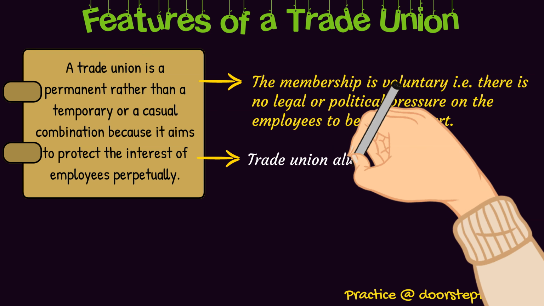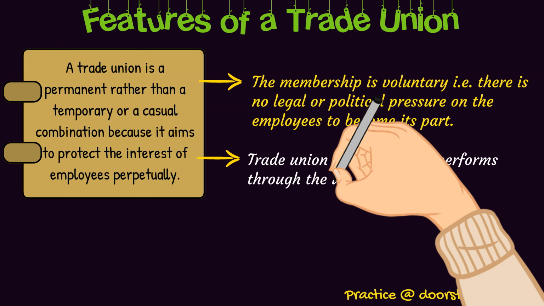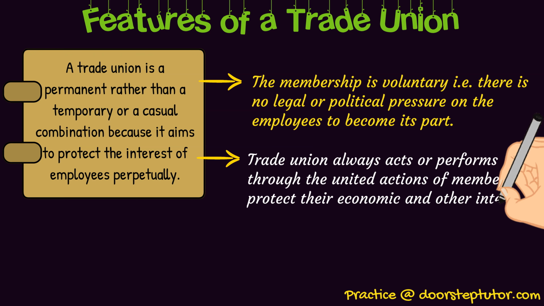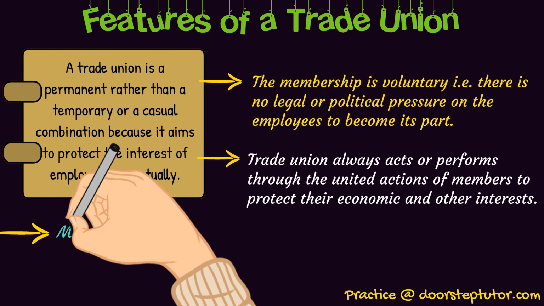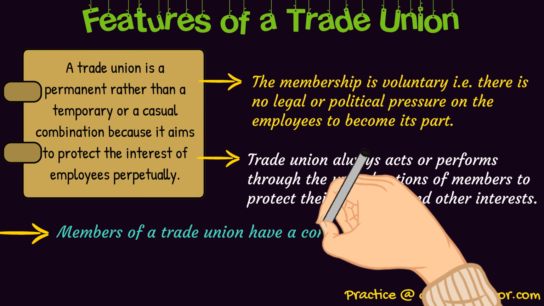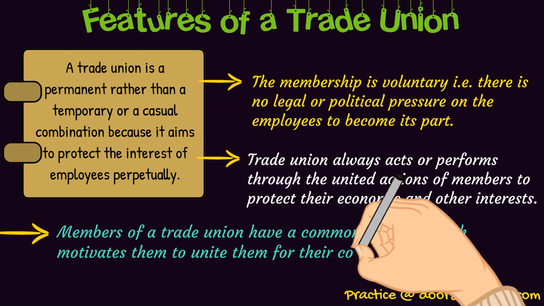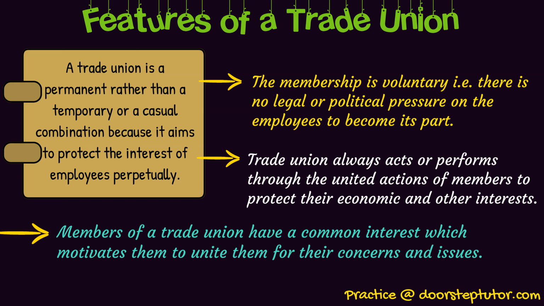A trade union always acts through the united actions of its members to protect their economic and other interests, right? Members of a trade union have a common interest which motivates them to unite for their concerns and issues. They basically work as a team because united we stand, divided we fall. So they know very well that they have to work in a coordinated way so that they can achieve their goal and fulfill their concerns and issues.